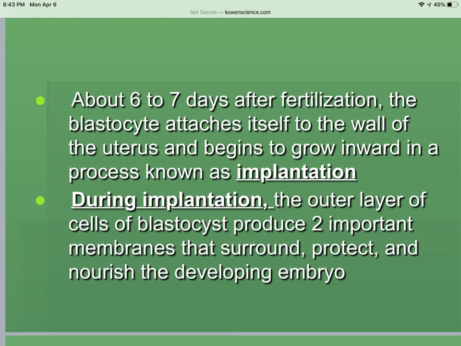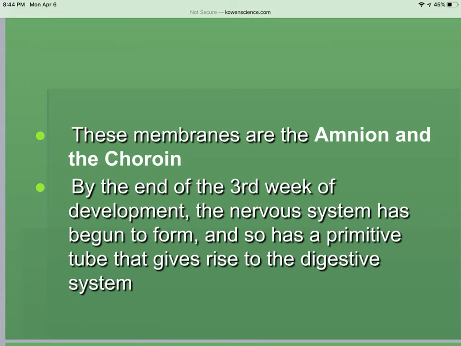Roughly 6 to 7 days after fertilization, the blastocyst attaches itself to the walls of the uterus and begins to grow inward in a process known as implantation. During implantation, the outer layers of the cells of the blastocyst produce two important membranes that surround, protect, and nourish the developing embryo. These are the amnion and the chorion.